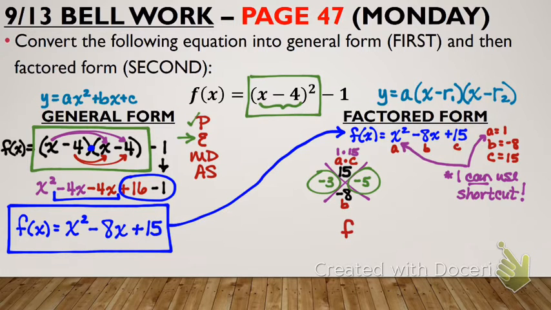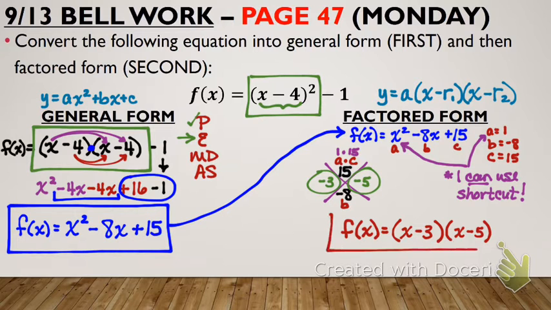So I'm going to have f of x equals, because there was no GCF, what is my a value? 1. And then I'm going to have my two factors. What letter do I have to put inside each factor? X. And then those two values that we found in the x, those are the pieces that go inside these parentheses. So it's going to be x minus 3 and x minus 5.